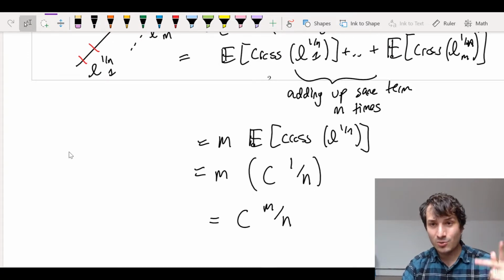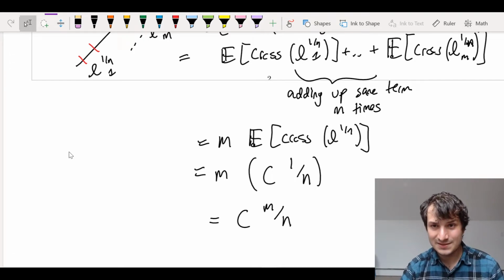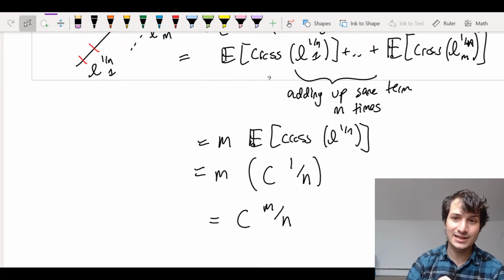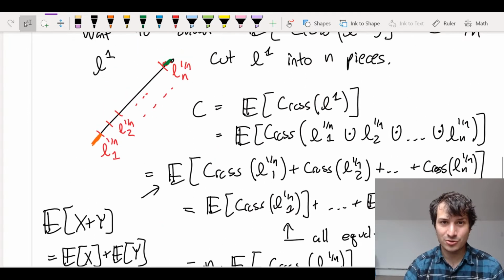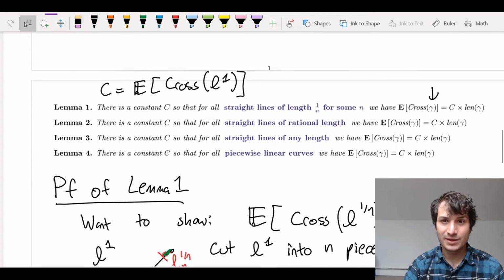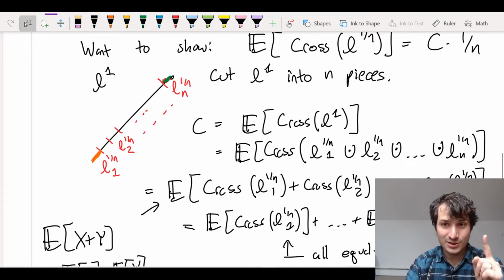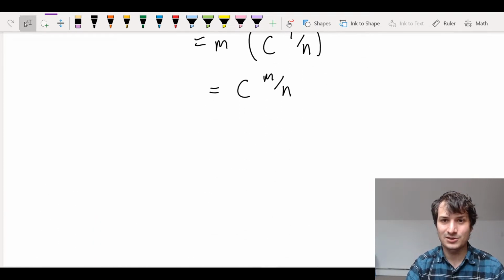Okay, so lemma 1 and 2 are just about cutting it into pieces and linearly combining them and counting them. So that's perfectly fine if things are rational. What if things are irrational? And that's what lemma 3 says. So lemma 3 is straight line segments of any length, so even irrational lengths. This is quite a bit different than lemma 1 and 2. Let's see how this works.